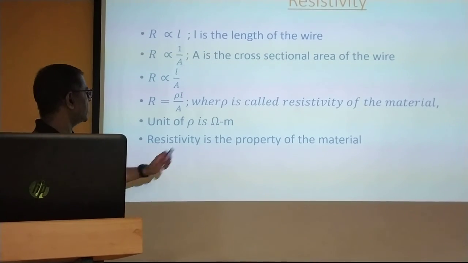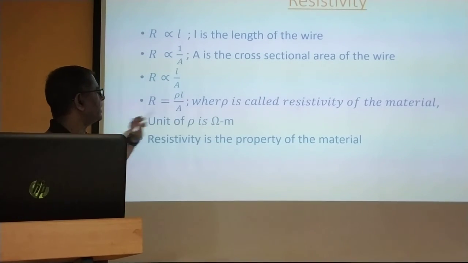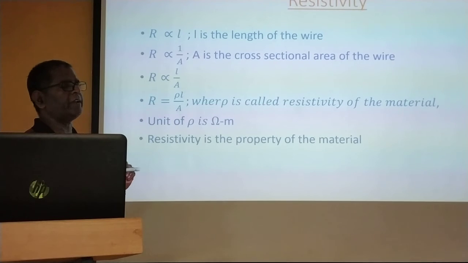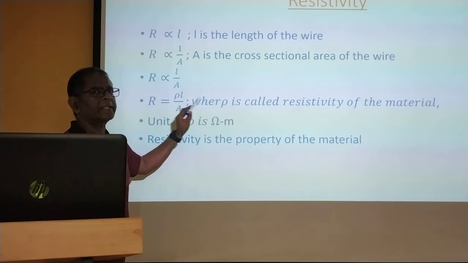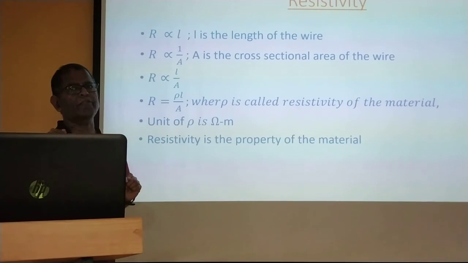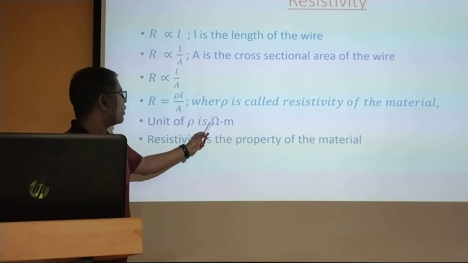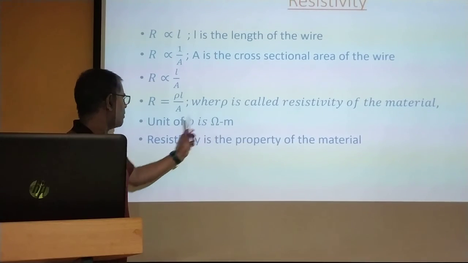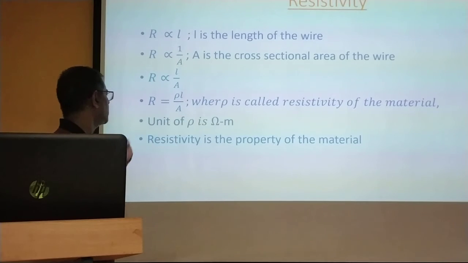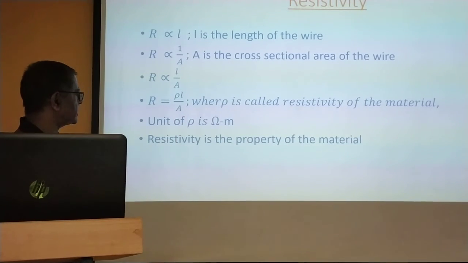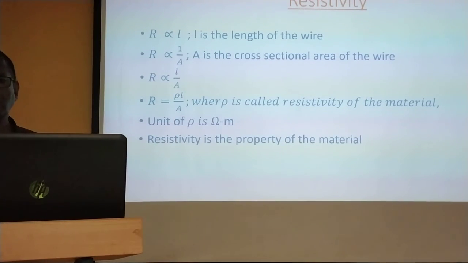And what is the unit of resistivity? It is very, very important. You should be very, very careful about the resistivity. And the unit is ohm meter. It's not ohm. Ohm is the unit of resistance. So it is ohm meter. That is the unit of resistivity, which is denoted by a symbol rho. And as I told you, resistivity is the property of the material.